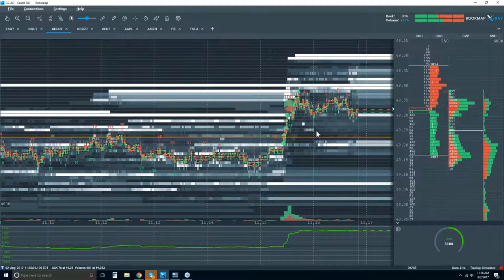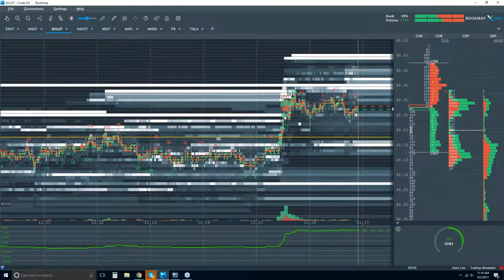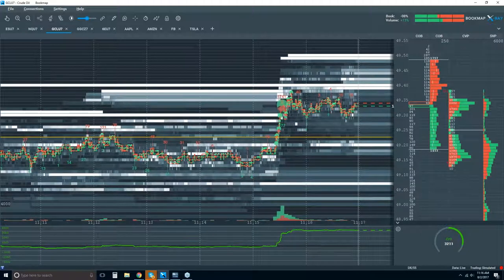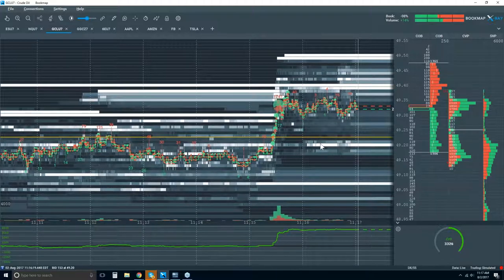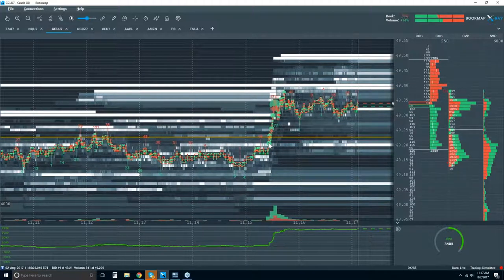I'm curious. I want to see if traders start to line up in this zone here around 25. Okay, they're actually down a little bit lower at 49.20. Okay, we can see them. And why are they here at 49.20? Because this is where we broke from.